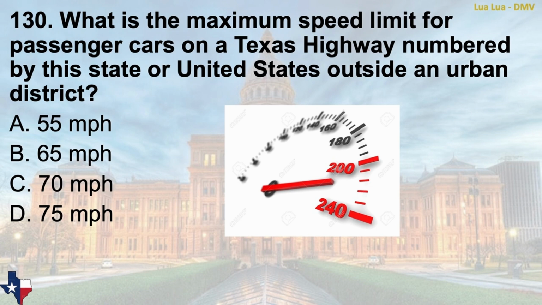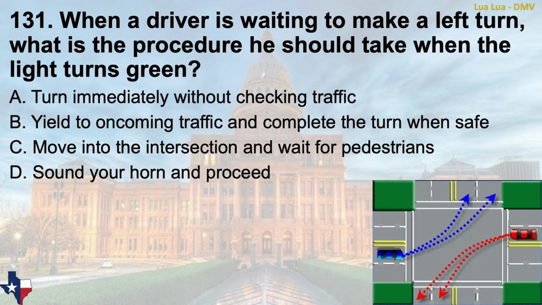Question 130. What is the maximum speed limit for passenger cars on a Texas highway numbered by this state or United States outside an urban district? A. 55 miles per hour. B. 65 miles per hour. C. 70 miles per hour. D. 75 miles per hour. The correct answer is C. 70 miles per hour.